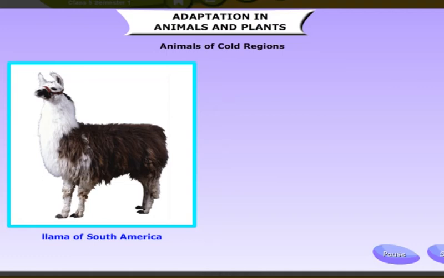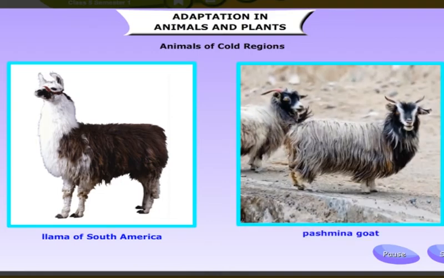Animals that live on high mountains are sure-footed. They jump from one rock to another without slipping. The llama, the mountain goat, is a sure-footed animal. Pashmina goats of Kashmir have wool that is soft and warm. So these animals have adapted themselves to the cold on the mountains.